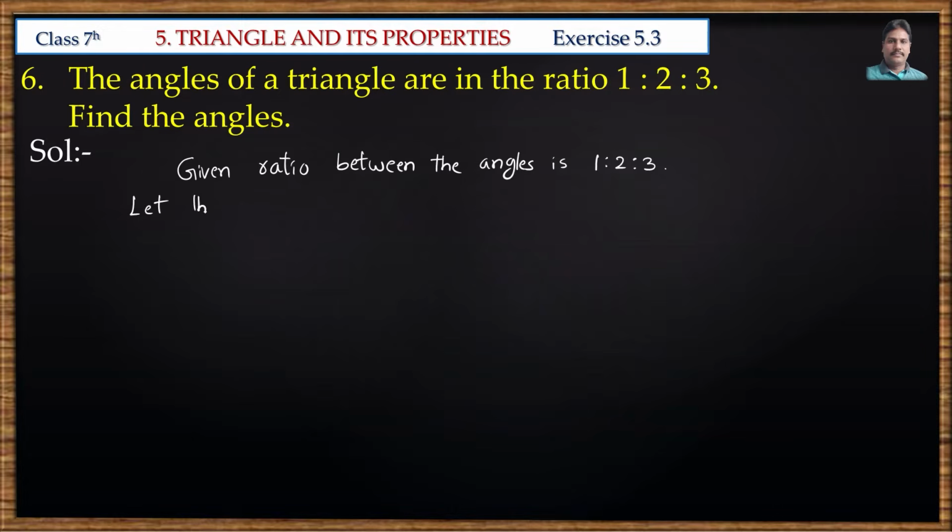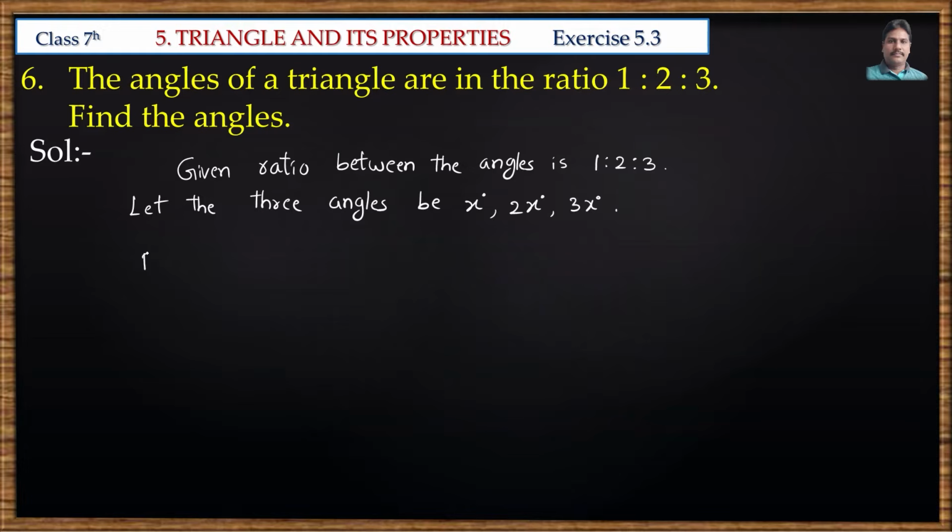Let the three angles be x degrees, 2x degrees and 3x degrees. Because the ratio is 1:2:3, the first angle will be the multiple of 1, that is 1x degrees, and the second angle will be the multiple of 2, that is 2x degrees, and the third angle will be the multiple of 3, that is 3x degrees.